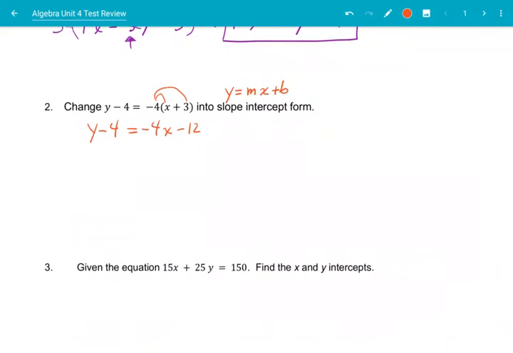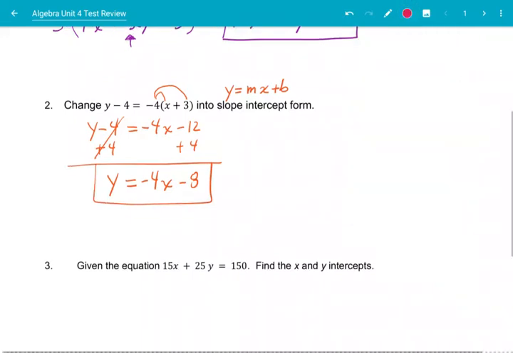Okay, now I just need to get the y by itself again. So I'm going to add 4. I'm going to unsubtract it from this side here. So that goes to 0, and I'm just left with y. We got minus 4x. Remember, this was just a constant, it didn't have an x in it, so we're just going to leave it over here on this side. Minus 12 plus 4 is minus 8. So there's my final form there. All right, let's keep on going.